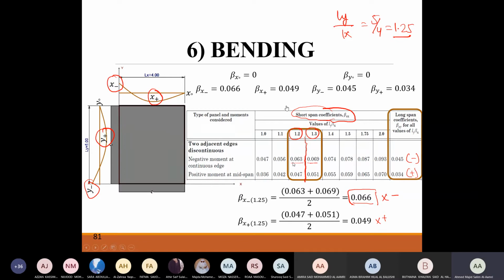So here, for 1.2 it's 0.063, for 1.3 it's 0.069. So the middle is going to be how much? We have taken the average of the two and we have got the value. So that is for half over 1.25. The same thing we have done for the positive bending moment. We took the value of 1.2, we took the value of 1.3, and we have divided it by 2. Are we clear?